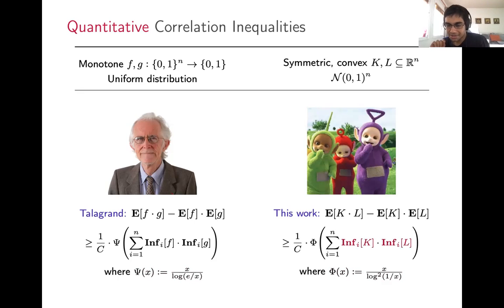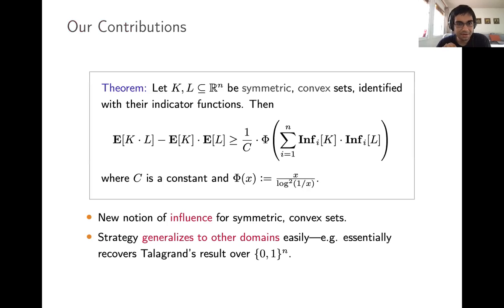And I also haven't told you what this notion of influence for a symmetric convex set of a Gaussian space is. So let me put up our results in slightly larger font. This is the main theorem that we'll be after for the rest of this video. And along the way, I will actually tell you what this new notion of influence is for symmetric convex sets.